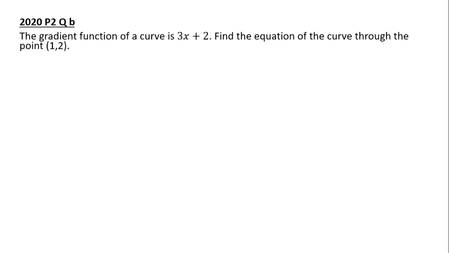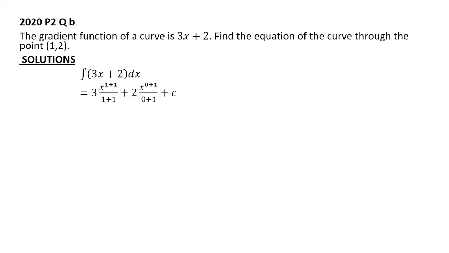2020. The gradient function of a curve is 3x plus 2. Find the equation of the curve through the point 1, 2. The gradient function of a curve is 3x plus 2. Find the equation of the curve through the point 1, 2. This question is almost the same as the one we have just looked at. So we are going to say the integral of 3x plus 2 dx is the same as, we'll add the power for x, which is a 1 plus 1 over 1 plus 1, plus we'll introduce an x where there's that 2, plus our constant c.